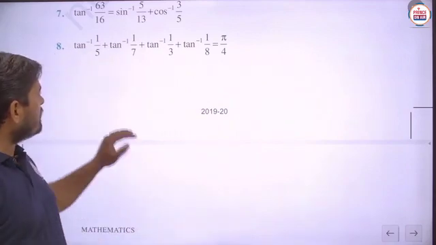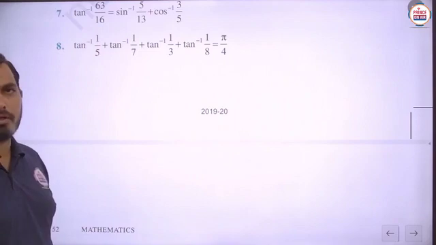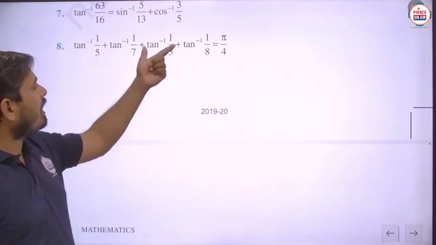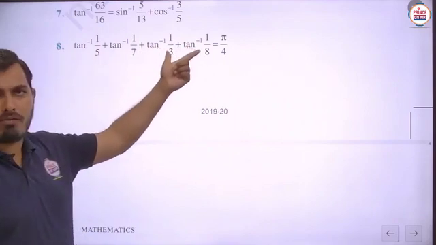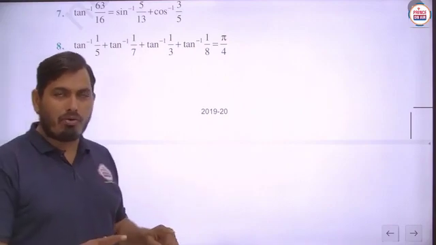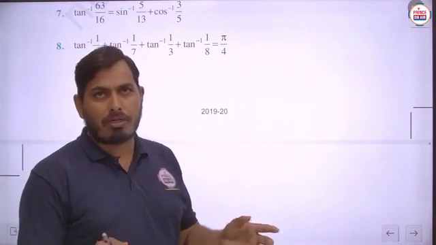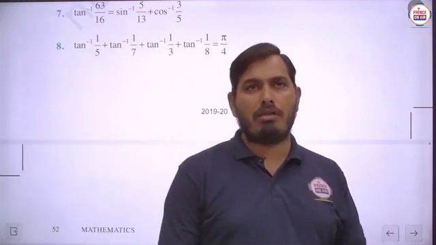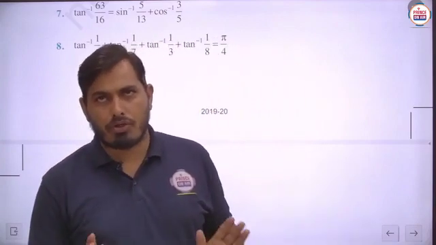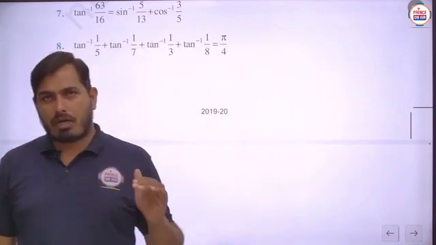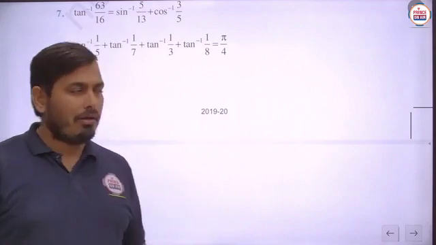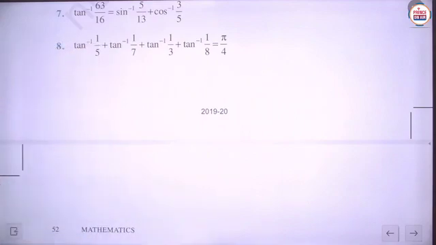Why? Because firstly we will use the formula of tan inverse x plus tan inverse y in these 2 parts. After that we use the same formula in the other 2 parts, and after obtaining the answers of these 2 parts, again we apply the formula, then we will get the answer. So the logic of the question is very simple, but the calculation part is very important here. So now we will start the calculation: 1 by 5, 1 by 7, 1 by 3 and 1 by 8.